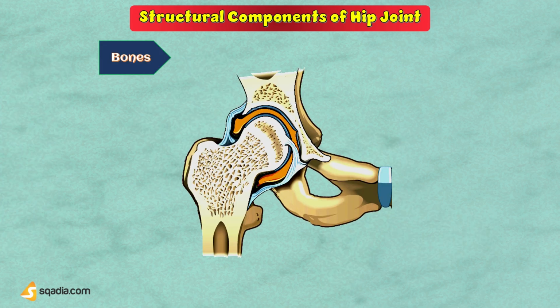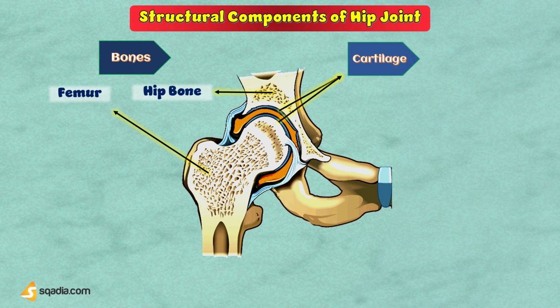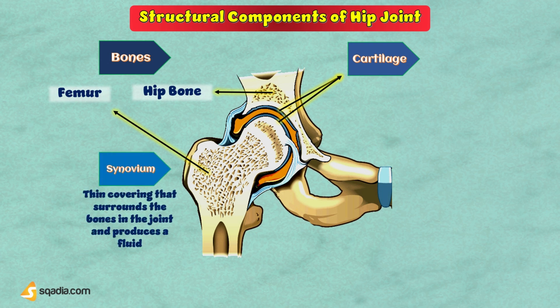The bones involved in the hip joint are the femur, which is the thigh bone, and the hip bone that makes up the pelvis. The smooth cartilage covers the femoral head and the acetabulum socket, acting as a cushion that helps to absorb impact during movement. The synovium is a thin covering that surrounds the bones in the joint and produces a fluid that lubricates the joint, allowing for smooth movement without friction.